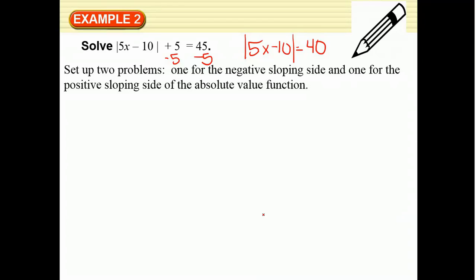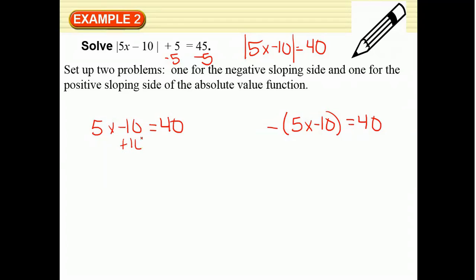Now, we can take this problem and drop the absolute value. To drop it, though, you need to do two problems. So I have one like this: 5x minus 10 equals 40. That's the positive sloping side of our line. Now I need the negative sloping side. So I'm just going to take the negative of that line, which is basically the same line, but sloping downwards. That's exactly what the absolute value equation does. So let's solve both problems.